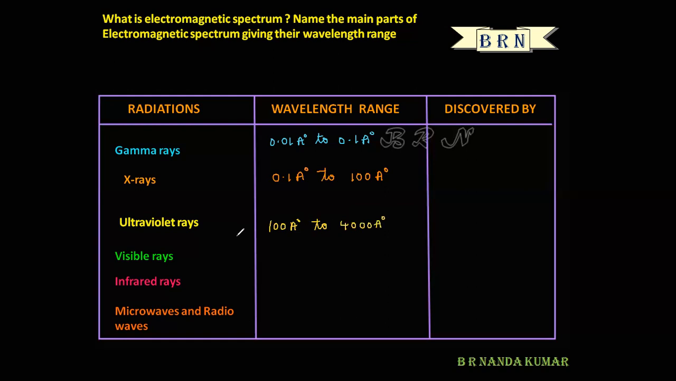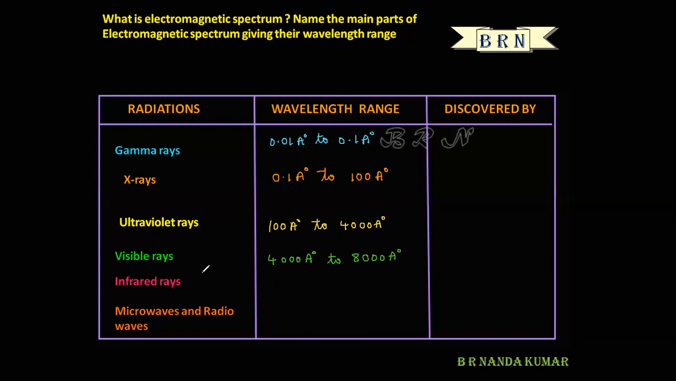So this is the wavelength range of UV rays. The wavelength range of visible rays, that is 4,000 angstrom to 8,000 angstrom. So this is the wavelength range of visible rays.